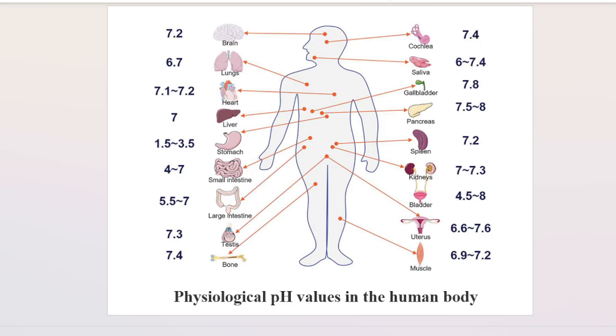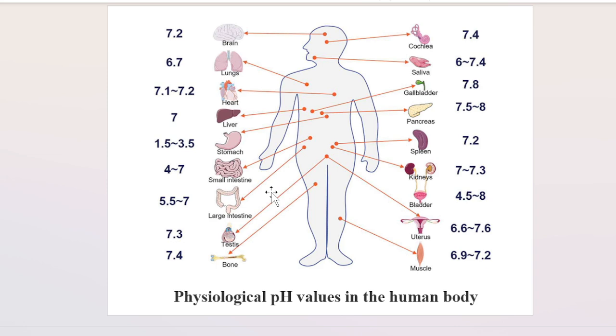So here in this figure you can see the different body organs, and their pH level differs. Like in the cochlea the pH is 7.4. Our blood is around pH 7.4, and saliva is 6 to 7.4, gallbladder 7.8, and pancreas, spleen, kidney, bladder, uterus, muscle, small intestine, large intestine. So the pH is variable, but the pKa value of the drug is fixed.